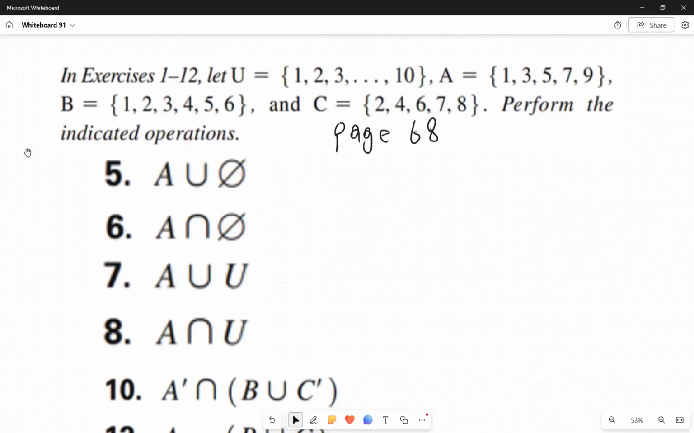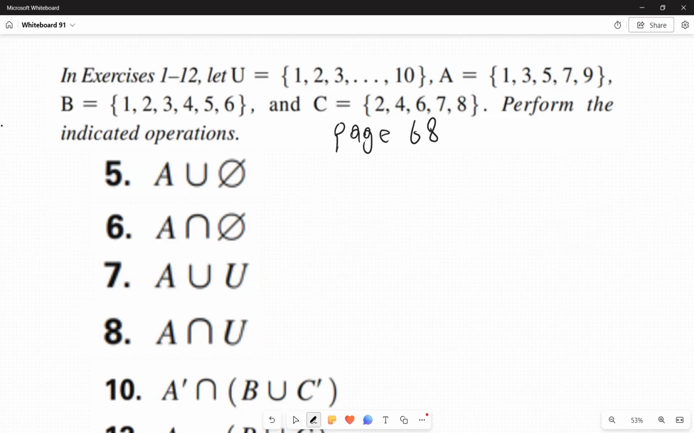The universal set is going to be the counting numbers from 1 through 10. Set A is going to be the odd numbers from 1 through 9. Set B is going to be the counting numbers from 1 through 6, and set C is going to be 2, 4, 6, 7, 8. So perform the indicated operations.